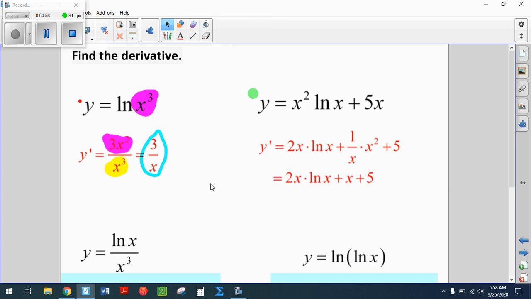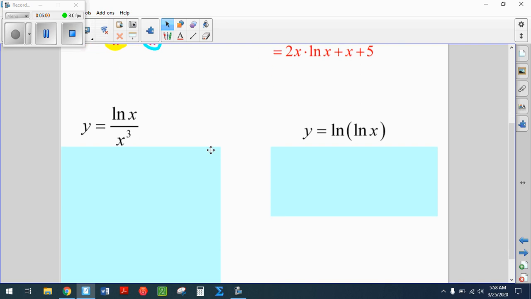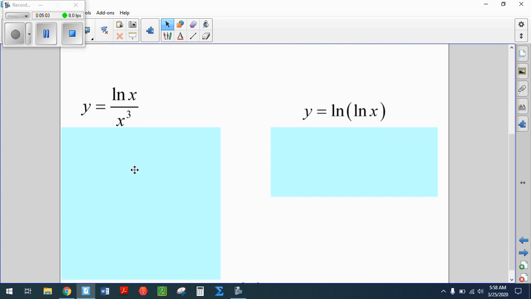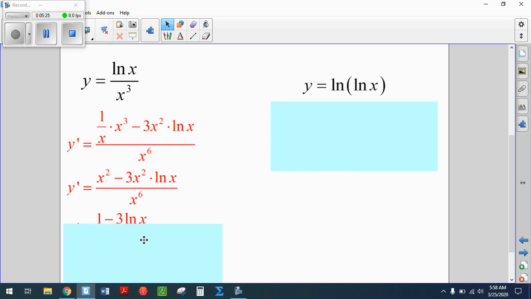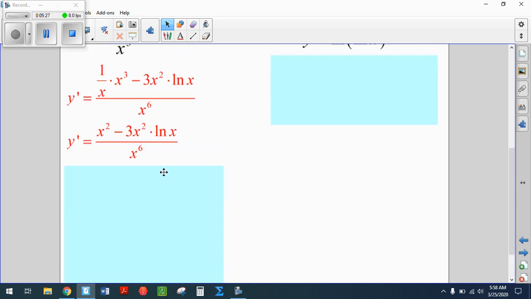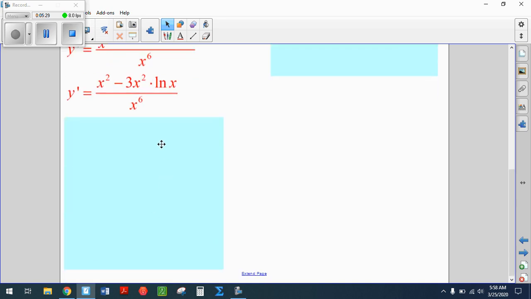For the third one, I'm purposely trying to use the quotient rule. So the derivative of the top is 1 over x times the bottom, x cubed, minus the derivative of the bottom, 3x squared, times the top, natural log x, all over the bottom squared, x to the 6th. Clean that up a little bit. Clean up a little bit more.